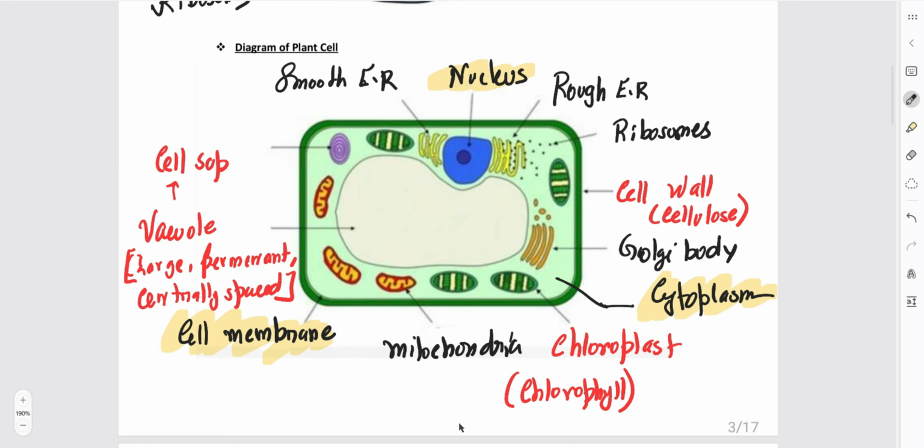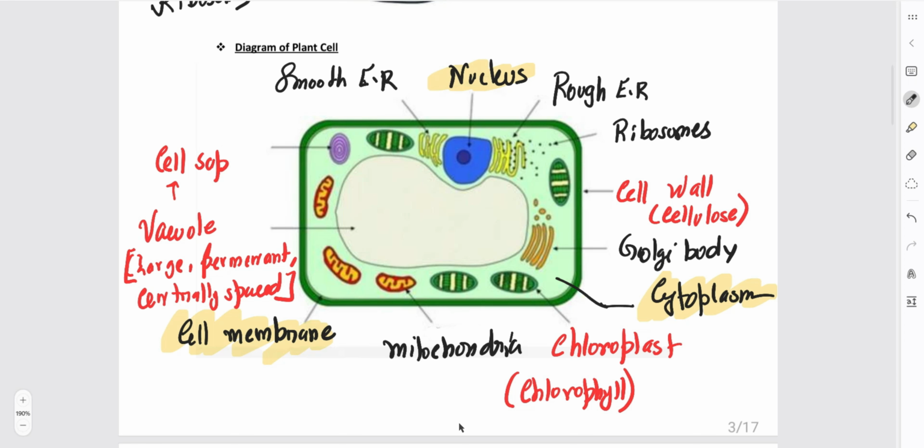Alright, so the remaining structures are pretty much similar to the animal cell. We already identified the organelles. All that we have left is the function and the difference. First, let's understand the difference. See the three common differences.